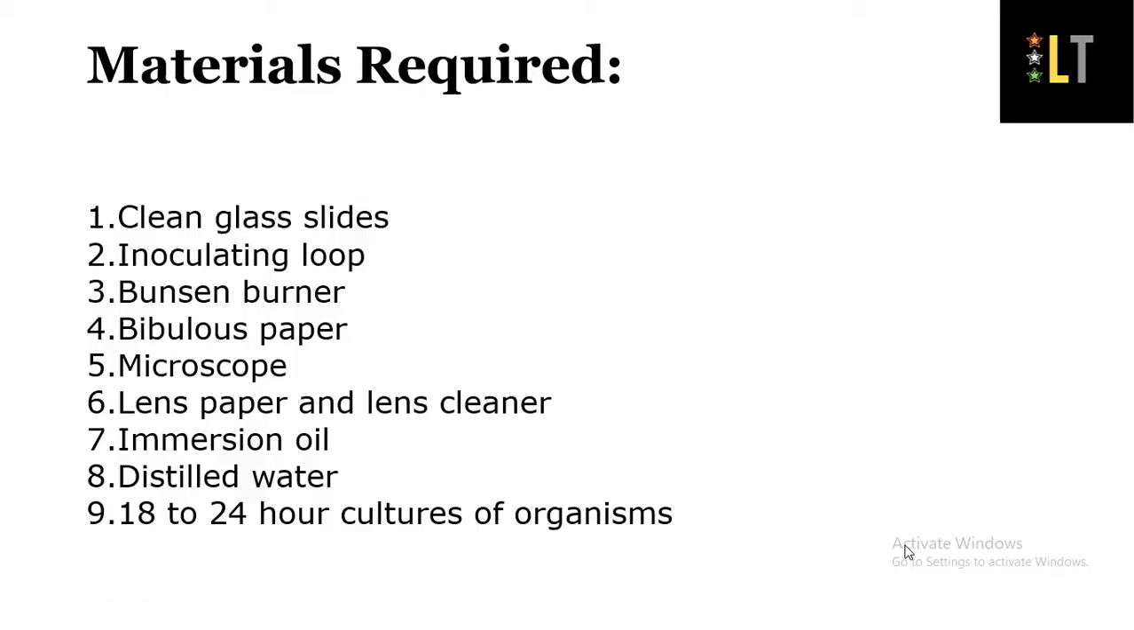So today we will see the gram staining technique, which is one of the types of differential staining technique. So the list of materials required are here. First is a clean glass slide, then your inoculating loop, which is your nichrome wire loop, and a Bunsen burner in order to sterilize the inoculating loop.